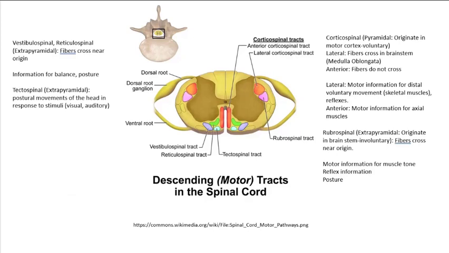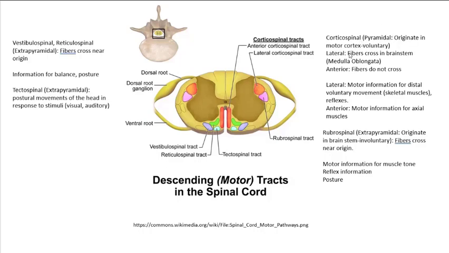Let's look at some descending or motor tracts. We're going to begin with the corticospinal tracts. So they pretty much tell you where they go. They go from the cortex to the spinal cord, so you know they're descending. There are two basic categories of these descending tracts. There are the pyramidal and the extrapyramidal. Pyramidal originate in the motor cortex, and they carry primarily voluntary information. Extrapyramidal originate primarily in the brainstem. They carry involuntary information.